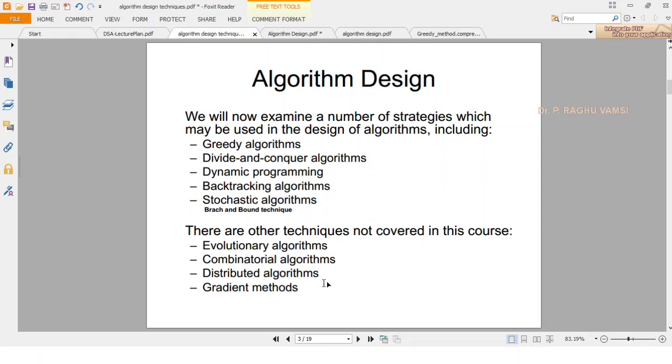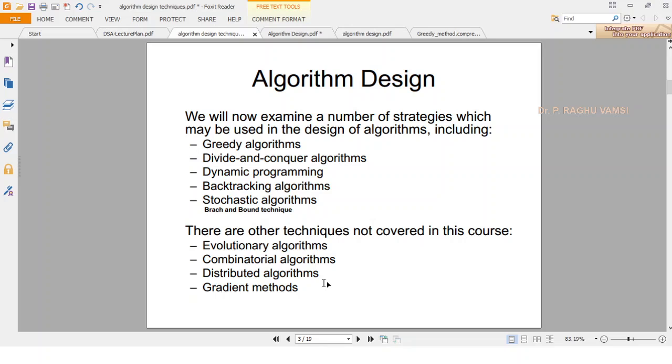In case of gradient methods, these are also some specialized methods. By and large, the greedy algorithm, divide and conquer, dynamic programming, backtracking, stochastic method, and branch and bound are all centralized algorithms. However, we can also develop a parallel algorithm for the centralized one. Parallel algorithms means the same program will work in parallel on different processors. Usually, centralized algorithm means that at one place, in one system only, all these algorithms can execute.